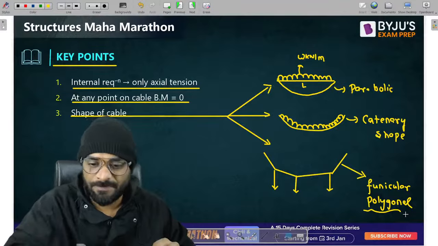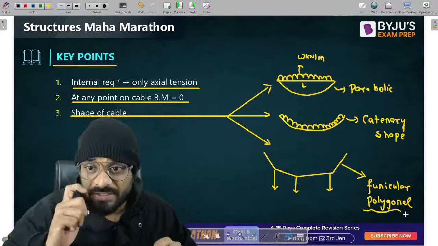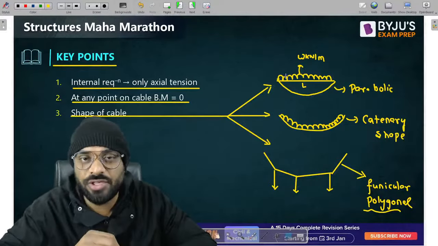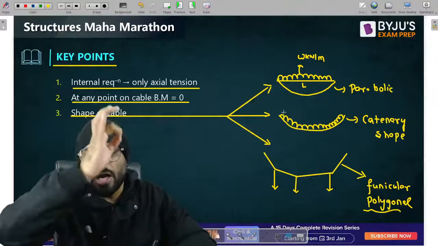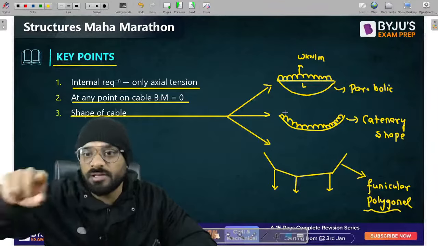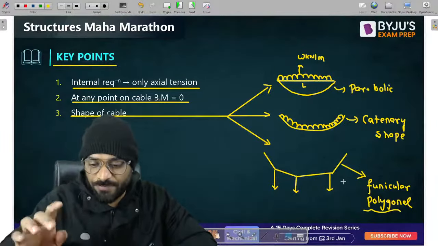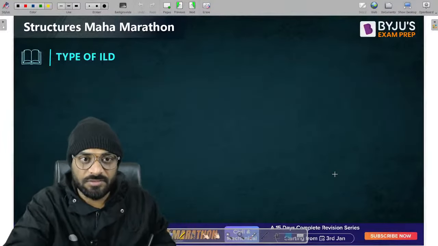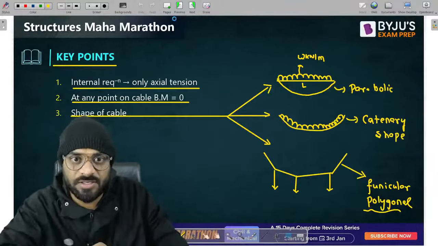Okay guys, so this is parabolic, this is catenary, this is funicular. Please remember this condition. If you have a UDL on the span length, then it is parabolic. If the UDL is placed along the length of cable, then it is catenary. If a point load is there, that is funicular polygonal, right? Now guys, wait a minute, let's solve certain conditions.